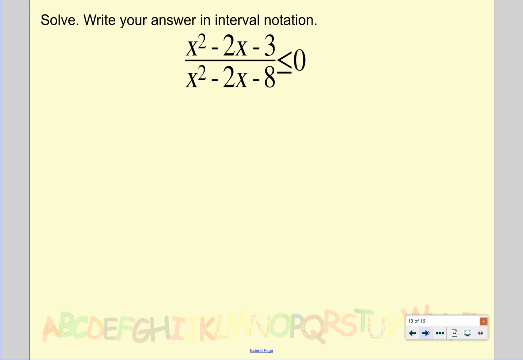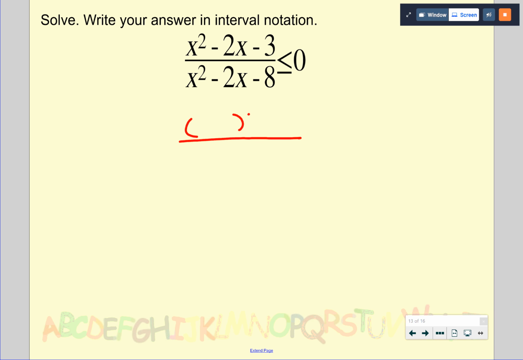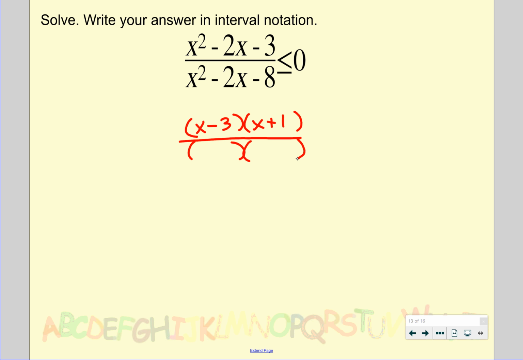All right, so now we're going to factor our numerator and our denominator. In the numerator, give me two numbers that multiply to -3 and add to -2. -3 and +1. Okay, in the denominator, two numbers that multiply to -8 and add to -2. -4 and 2, bring down my inequality sign, less than or equal to.